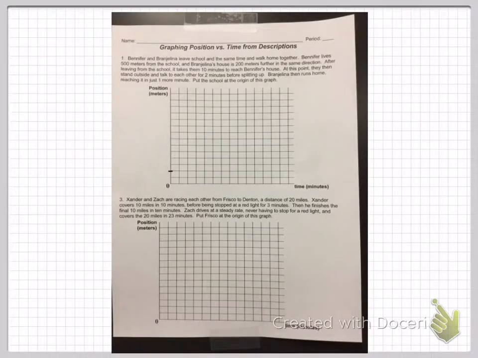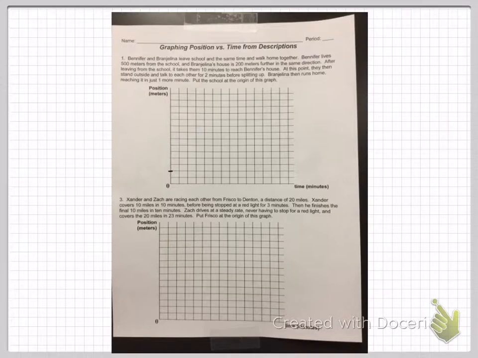On this next page, we have your assignment for today. It's graphing story problems. Bennifer and Brangelina are leaving school at the same time and walk home together. Bennifer is 500 meters from school, and Brangelina's house is 200 meters further in the same direction. After leaving school, it takes them 10 minutes to reach Bennifer's house. At this point, they stand outside and talk to each other for 2 minutes, and then Brangelina runs home in just 1 more minute, and we're supposed to put this on the graph.